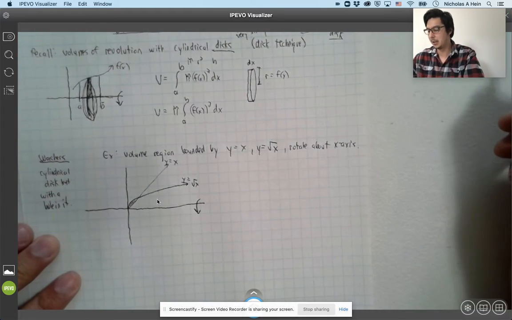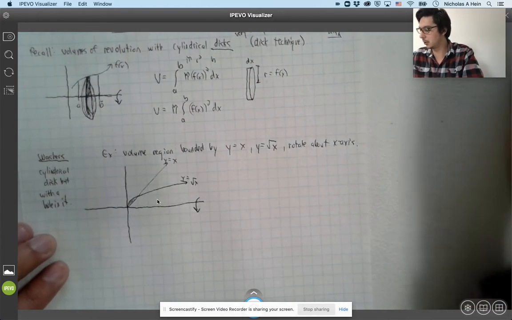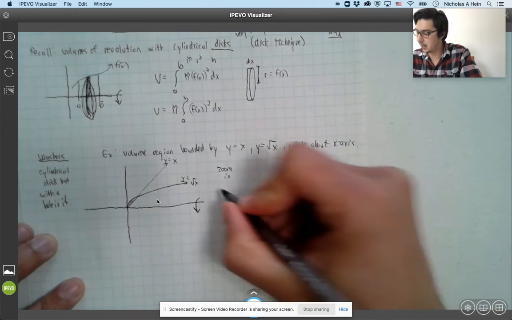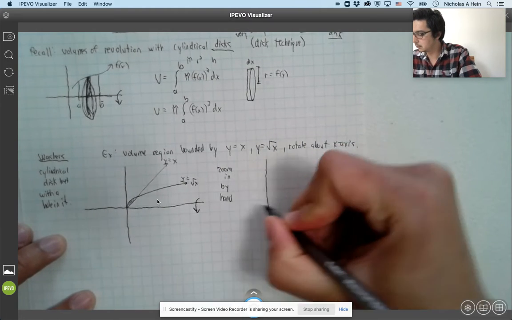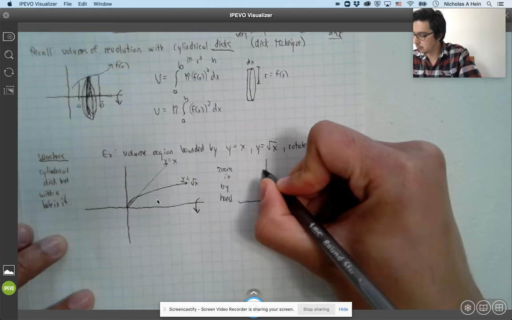Now notice if we try to use the disc method and say we draw a rectangle, so let me zoom in by hand. Here's 1, and they cross at 1, 1 here.